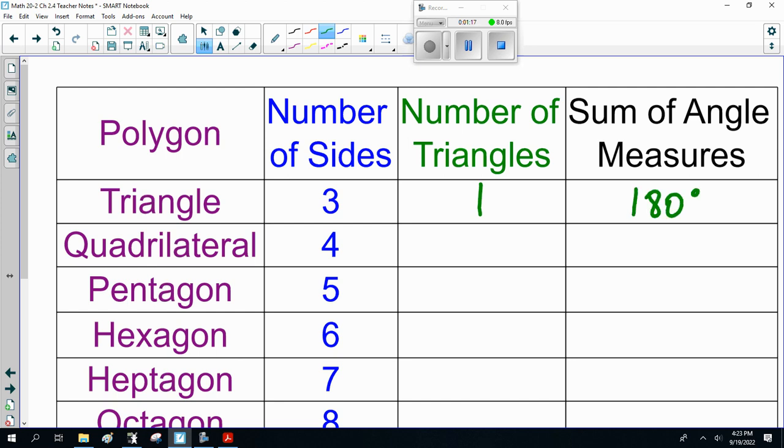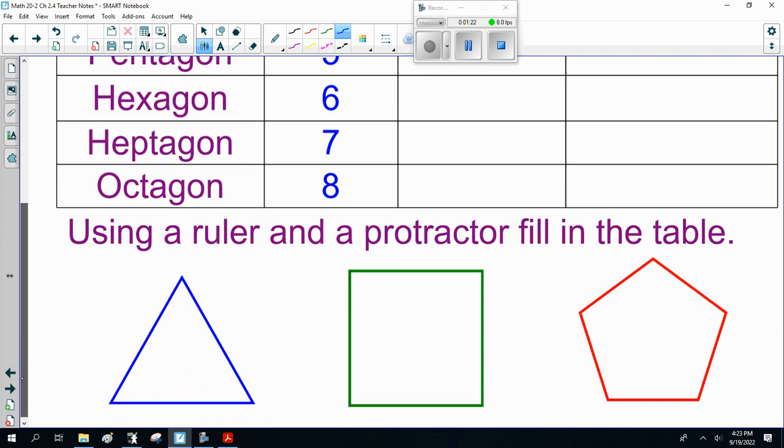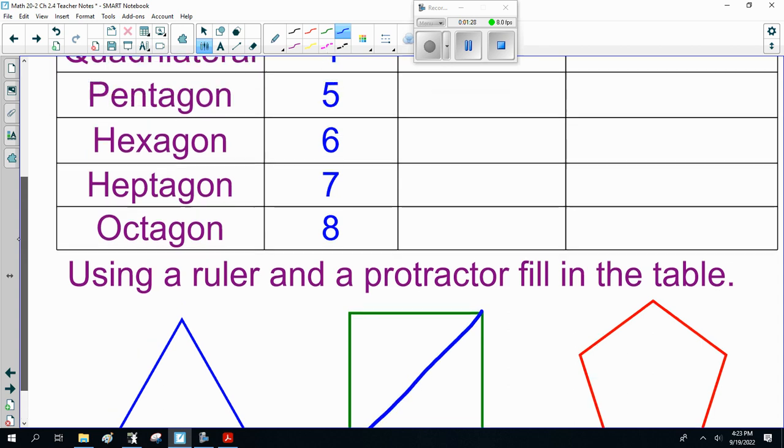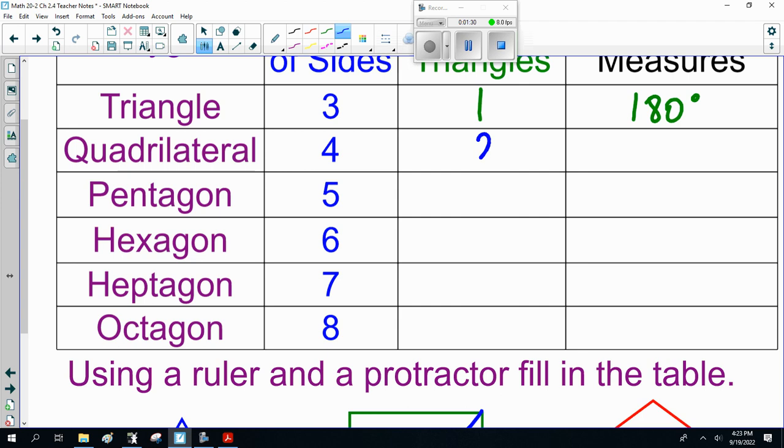Now, a quadrilateral, how many sides? 4-sided. Now, the number of triangles is actually 2. Go diagonal, corner to corner. What do you have? 2 triangles. And I want you to notice, since you got 2 triangles, that's 2 times 180 or 360 degrees. Now there is a pattern forming here.